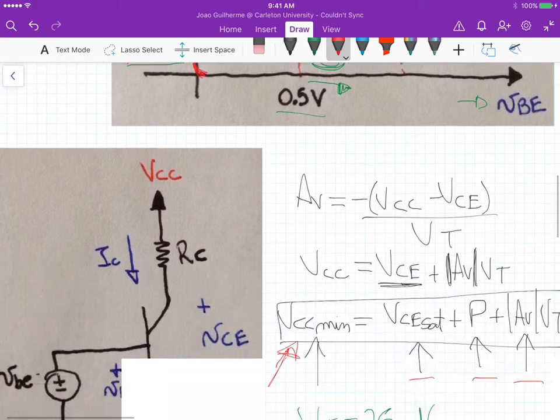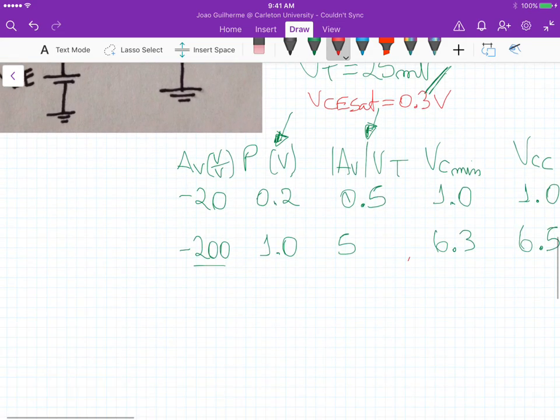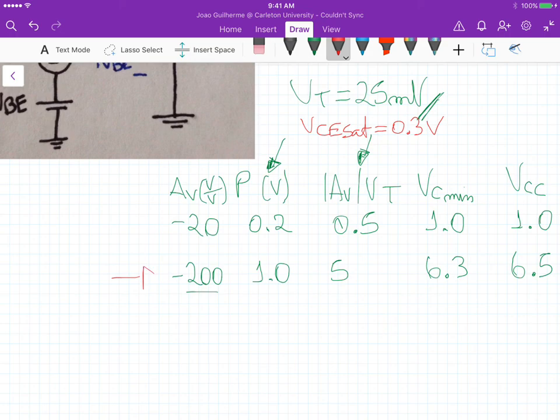Once we substitute this VCE in the equation of the voltage gain, we establish our VCC minimum here. And with that equation, we can calculate the minimum value of VCC for several choices of gain and output peak voltage.